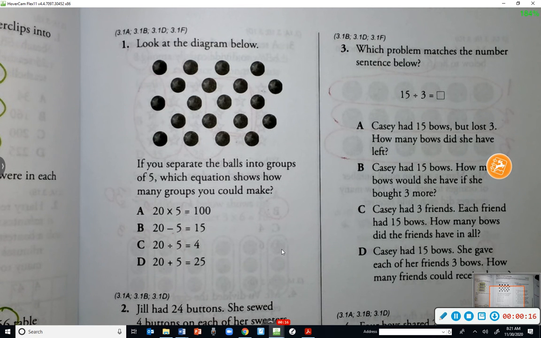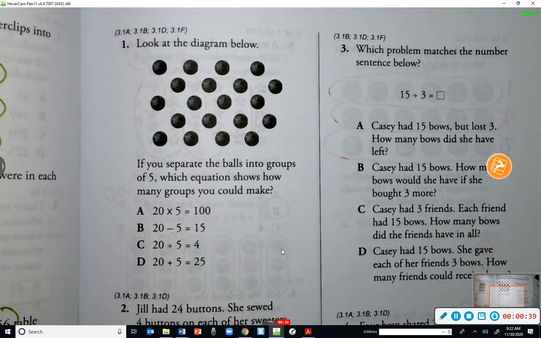So at home, I want you to go ahead and complete page 67 in your Star Master book. Then come back to this video and follow along to check your answers. Okay, number 1, it says, look at the diagram below. If you separate the balls into groups of 5, which equation shows how many groups you can make?